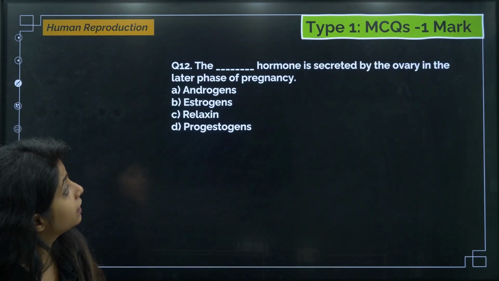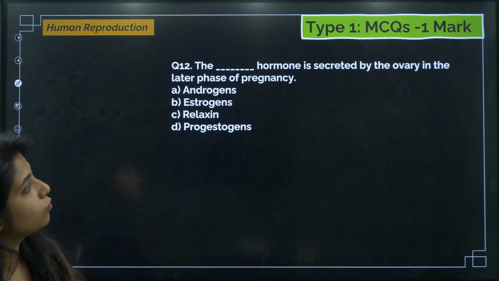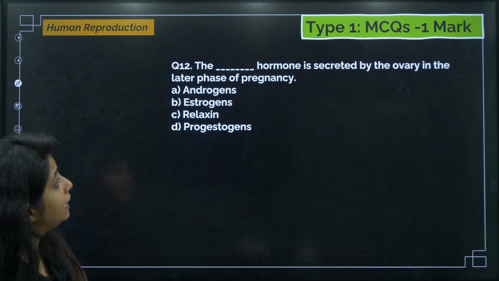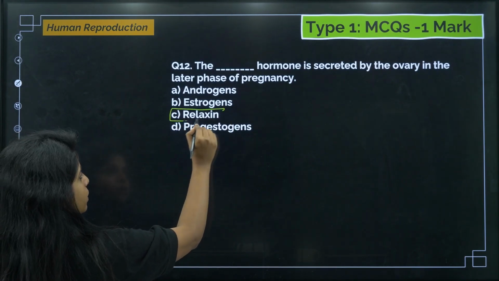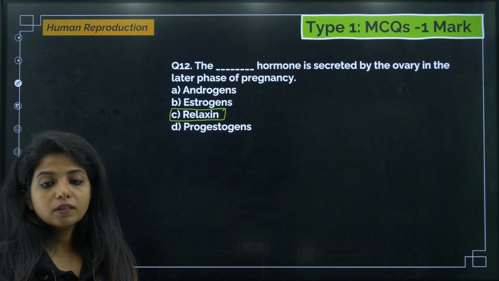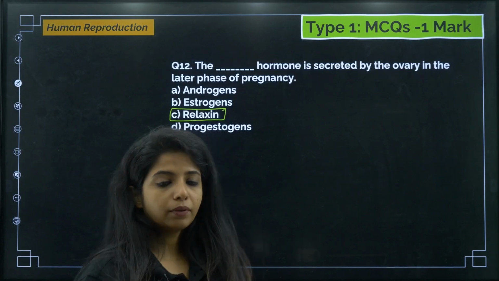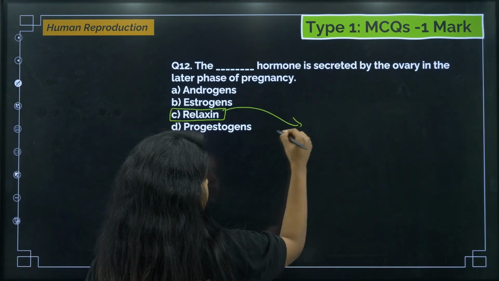This is the hormone that is secreted by the ovary in the later phase of pregnancy. I told you there is one hormone that is being released. This is known as relaxin. Why is it being released? Relaxin is basically released by the ovary.